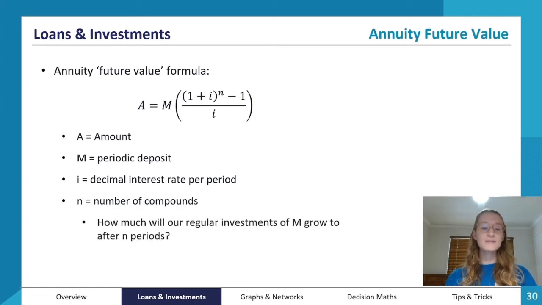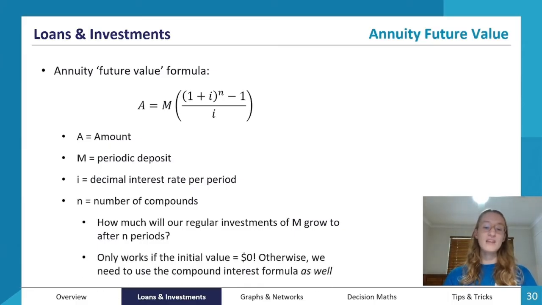N is the number of compounds. And then the annuities future value formula is asking the question: how much will our regular investments of M, how much we're periodically depositing, grow to after N time periods? So what's our future value going to be of this annuity if we keep investing this amount of money over this amount of time. And the interesting thing to note is that this formula only works if the initial value is $0. Otherwise, we need to use the compound interest formula as well.